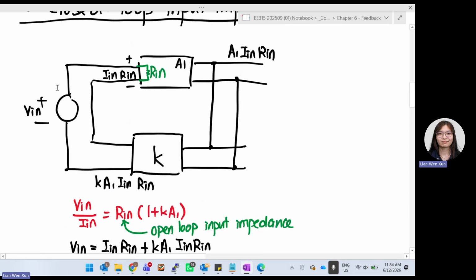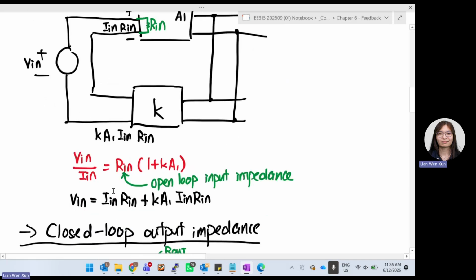We can see the derivation. V in is now equal to I in R in, this voltage, plus this voltage, so I in R in plus K A1 I in R in. These two voltages add up to V in. Since it equals V in, you can take out this I in and divide everything by I in. Cancel this I in, cancel this I in. You take R in out, and it becomes this red color part. The whole red color part is your closed loop input impedance.